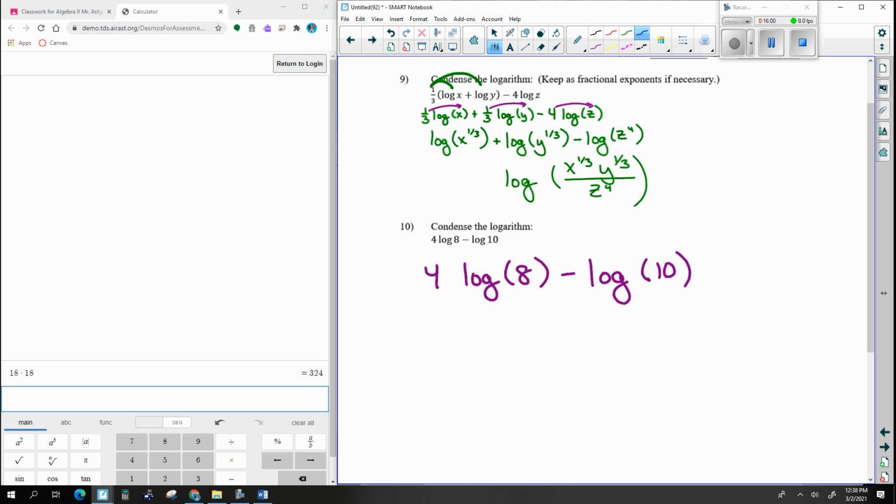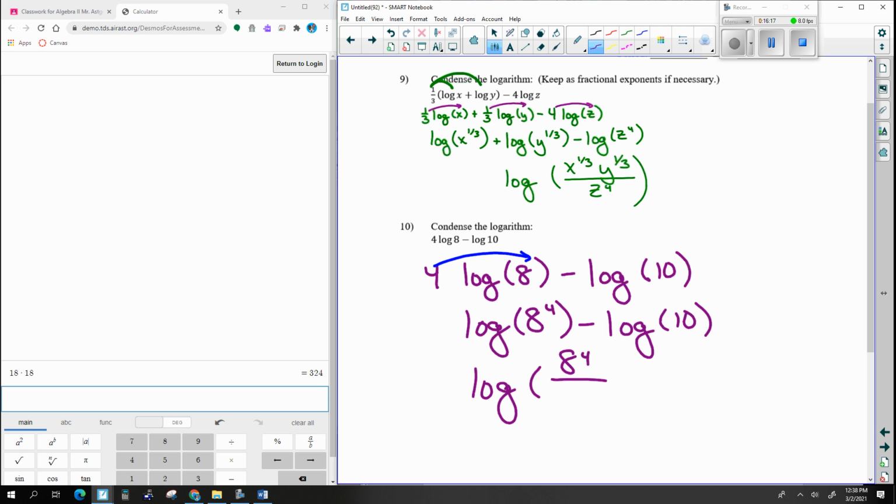Okay, so the first thing I do is I take these numbers and I put them up. So this would be log 8 to the 4th. And then the subtraction is a division. So this is log of 8 to the 4th over 10.